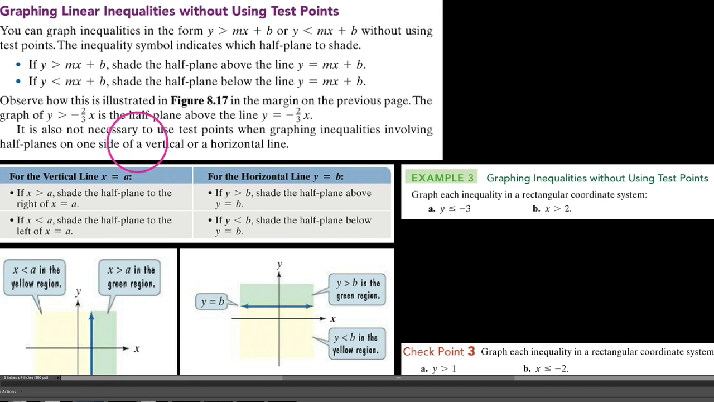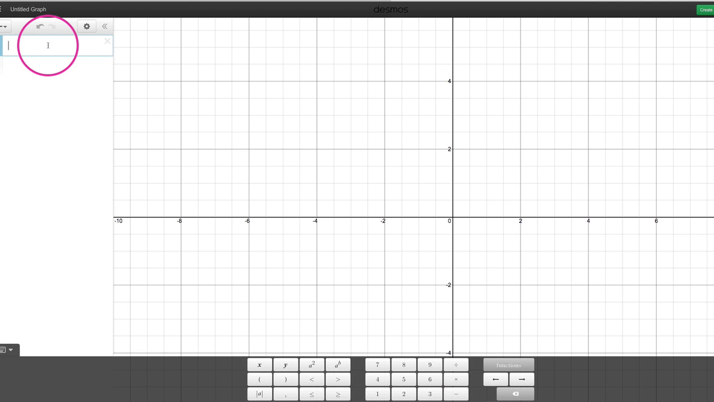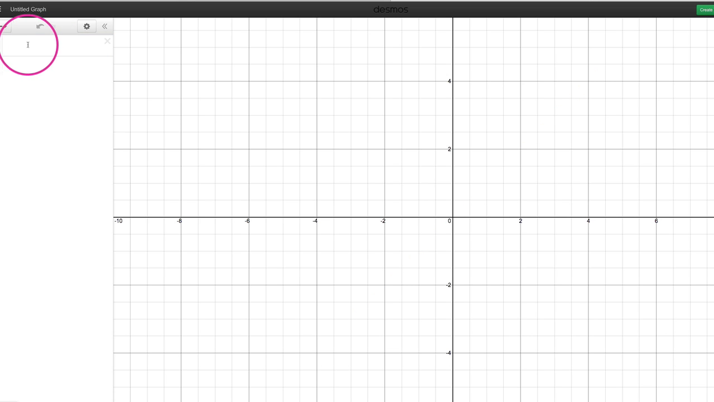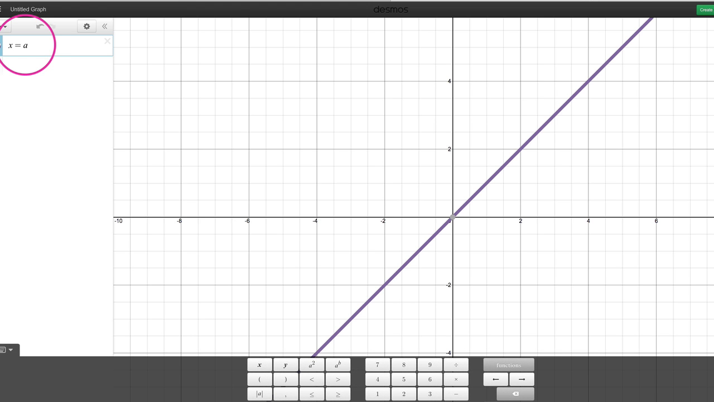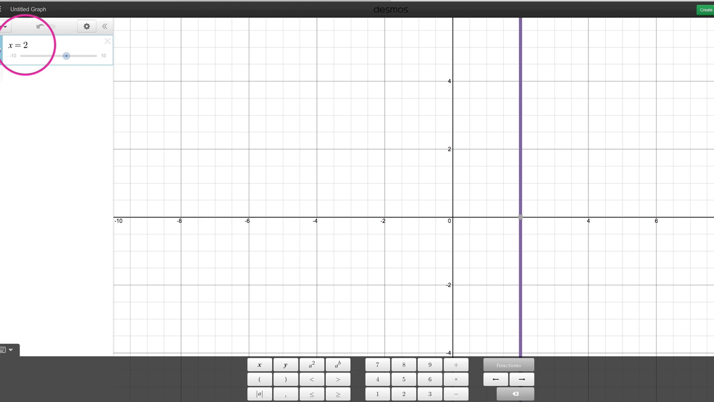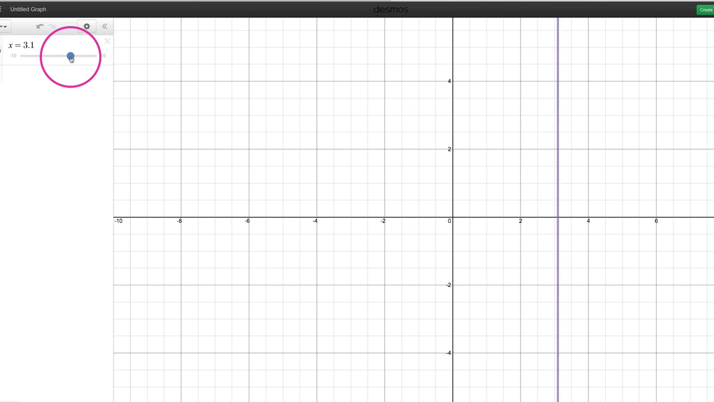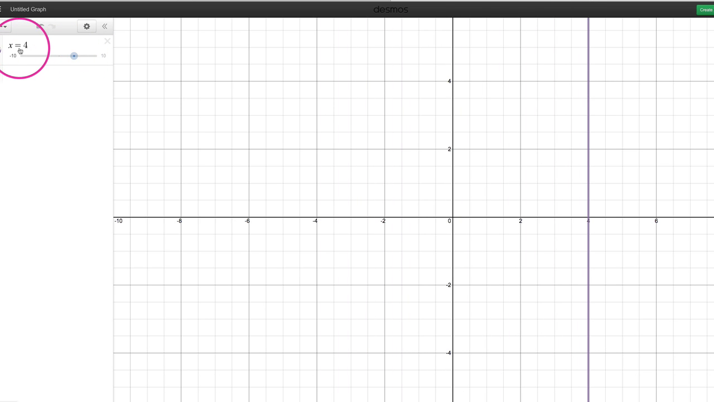Now, it's also not necessary to use test points when you graph inequalities involving half planes on one side of a vertical or horizontal line. When it comes to vertical lines, these would be lines given by the equation x equals a. Recall that if we were to type in x equals a number here, let me manipulate this, x equals a. It won't let me put in a slider for this, but that's okay. If I put in a number here, you can see that this is a vertical line at that x value for which we're saying x is equal to.